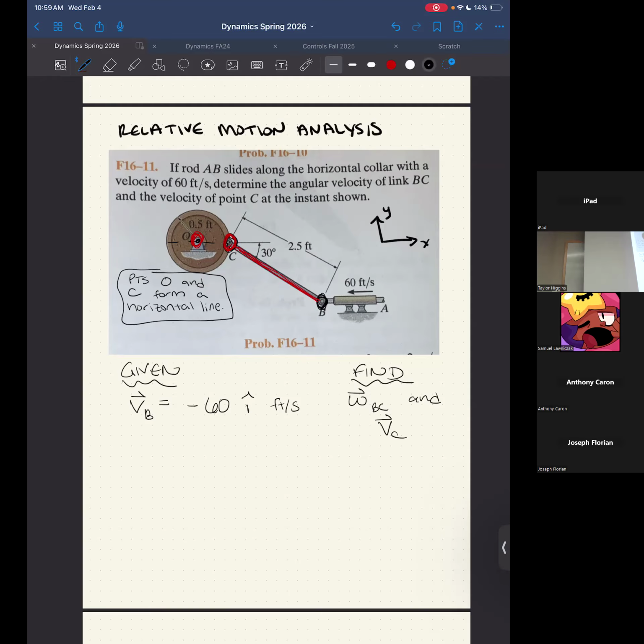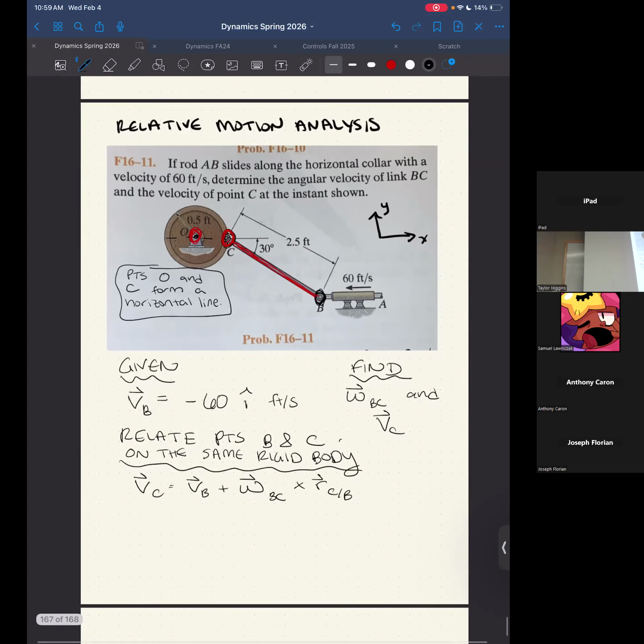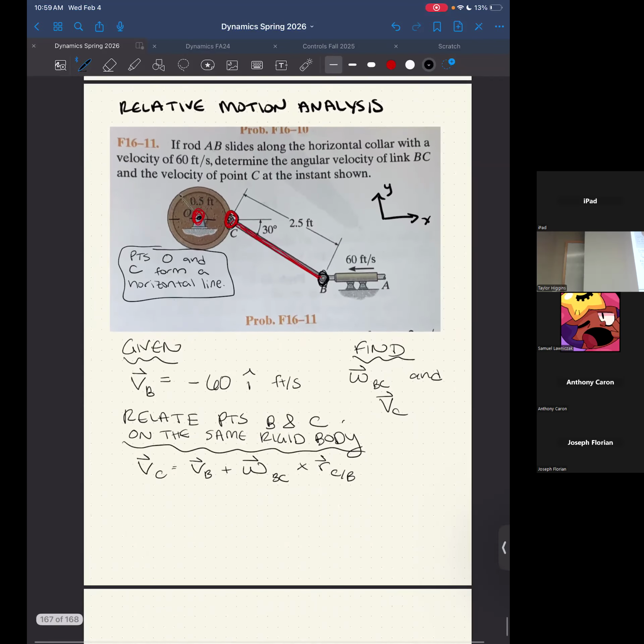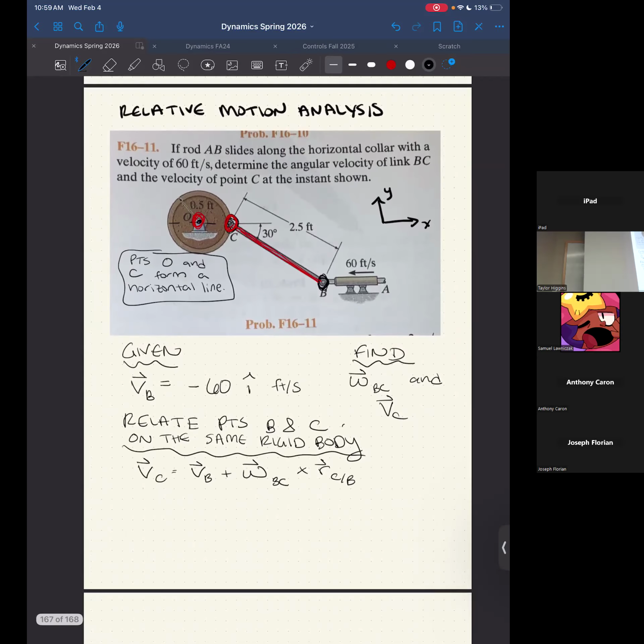All right, so my first thought is to relate points B and C, which are on the same rigid body. And so I get that velocity of C is equal to velocity of B plus omega BC cross r C slash B. Again, this would be given on your equation sheet, and now is a great time to start figuring out where it is on your equation sheet.